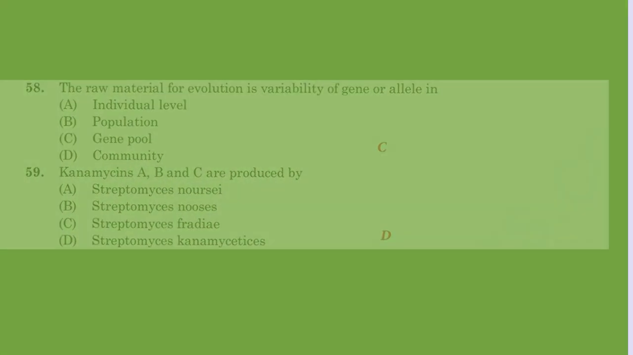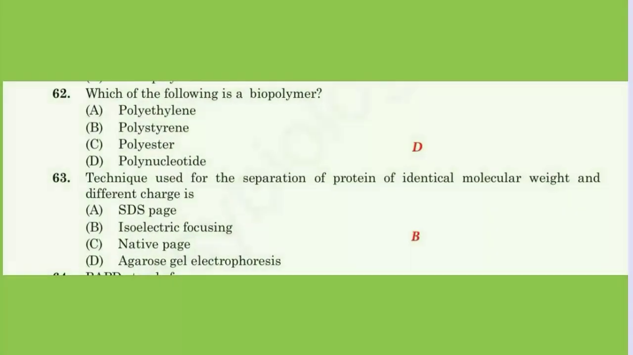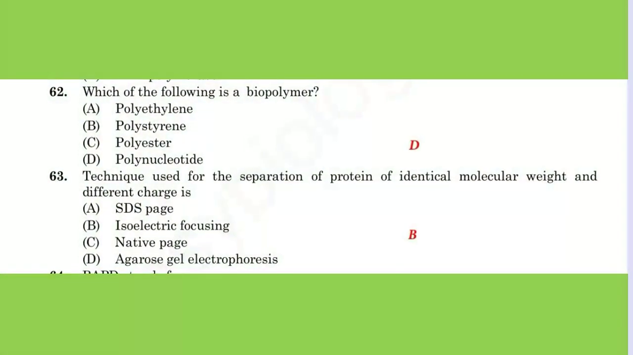Then the next question: which of the following is a biopolymer? Option D is the answer, polynucleotide. It is a biopolymer, the polynucleotide. It is also known as DNA.